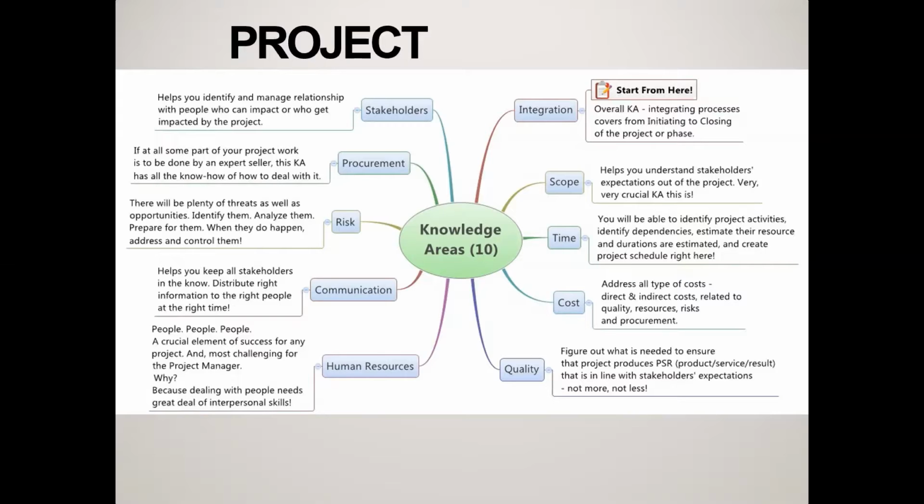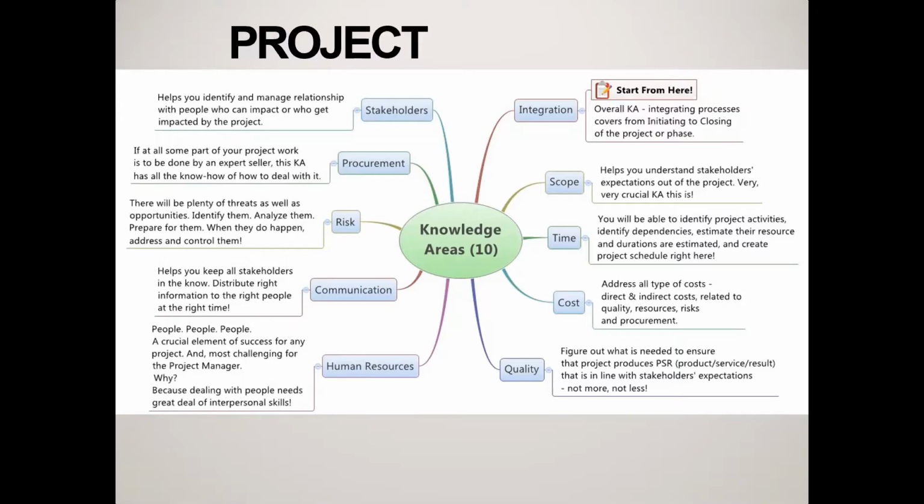Then the next one is the quality one. The project manager has to keep track of what qualities are expected from the product or the service, which should be in line with the stakeholders' expectations, not more, not less. It should not be more, like gold plating should not be done because it wastes time and money. So it should not be less as well.